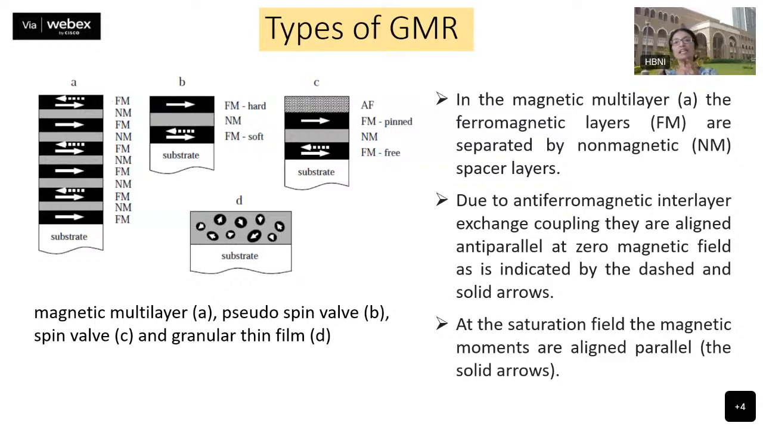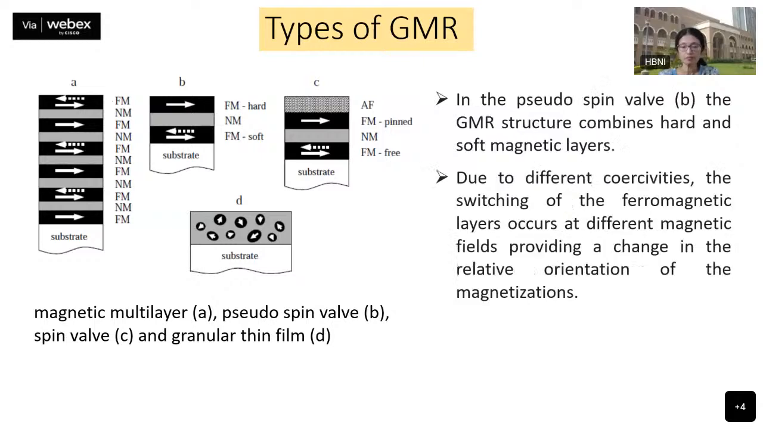So what happens when there is no field? In that case, what you have is the antiferromagnetic interlayer exchange coupling, so those dashed arrows which you see are opposing each other. Whereas the moment you apply a magnetic field, immediately you find only the solid arrows. In this entire ferromagnetic layer, you will find that the magnetization is aligned in one particular direction. So that is basically the way the resistance change is happening in this particular case.